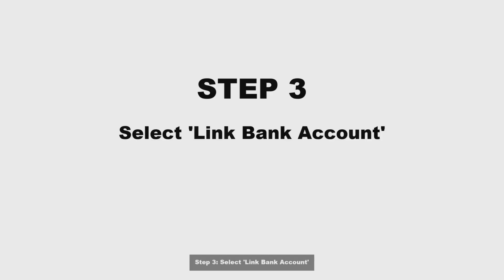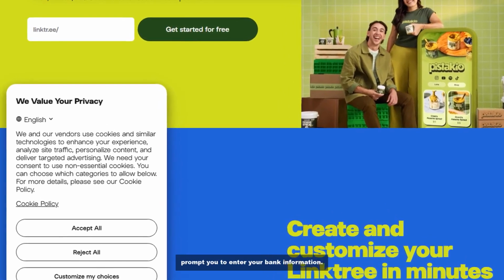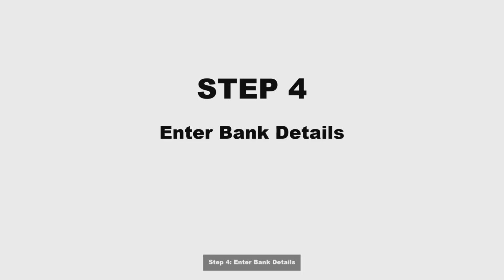Step 3. Select Link Bank Account. In the funding section, find and select the option to link a new bank account. This will prompt you to enter your bank information. Step 4. Enter bank details.